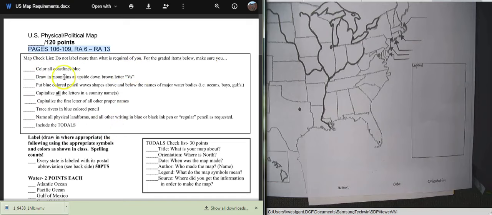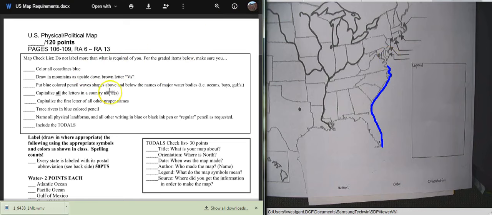For the graded items below, so that's this list we'll get to here in a moment, you need to color all of your coastlines blue. What that means is, if you'll bear with me here, the coastlines on your map, you don't need to color the entire ocean blue, otherwise you would run out of your colored pencils. But just show where the water and the land meet. That's what it means to color all coastlines blue.